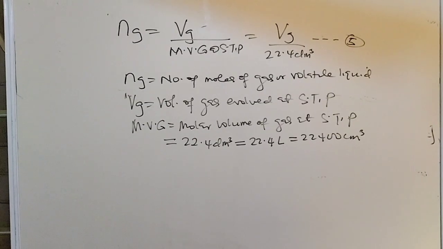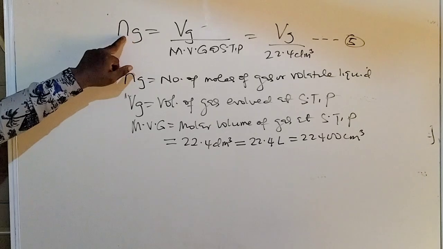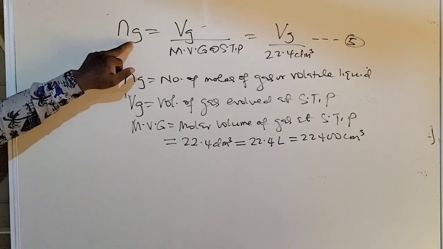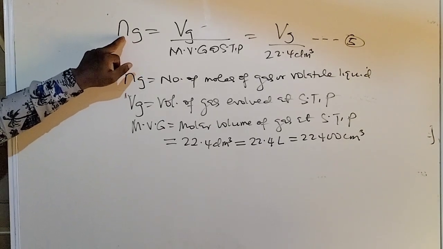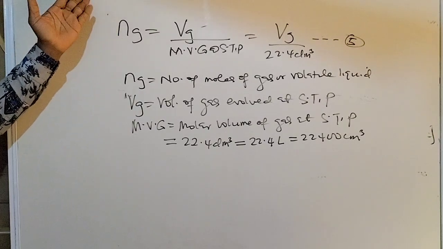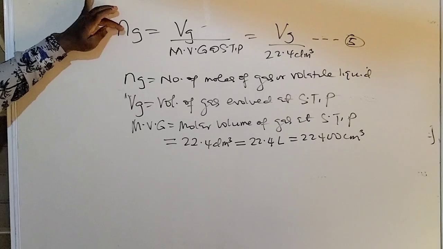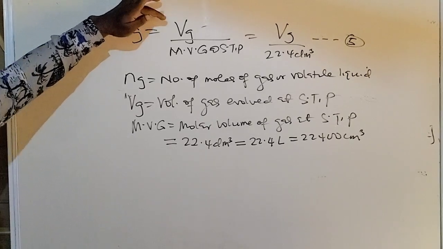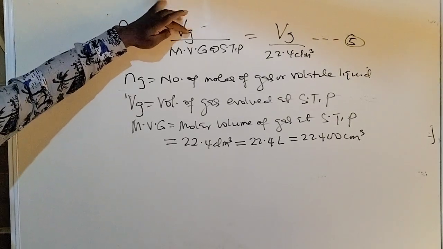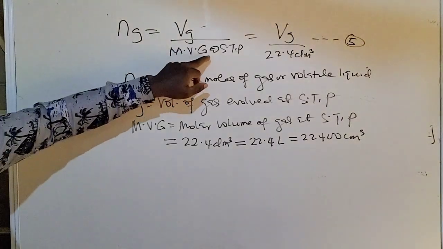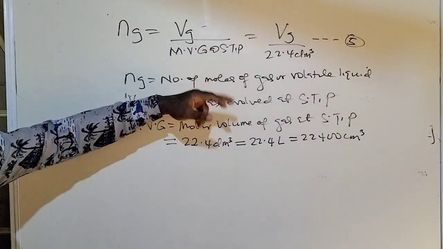So we have the 5th formula on the board. This formula connects the number of moles of a particular state of matter, which is gas. Not solid, not liquid. The other formulas we have studied could be for any state of matter, but this one is for gaseous substances. Ng, number of moles of a gas, equals Vg, volume of gas, all over mvg at STP.